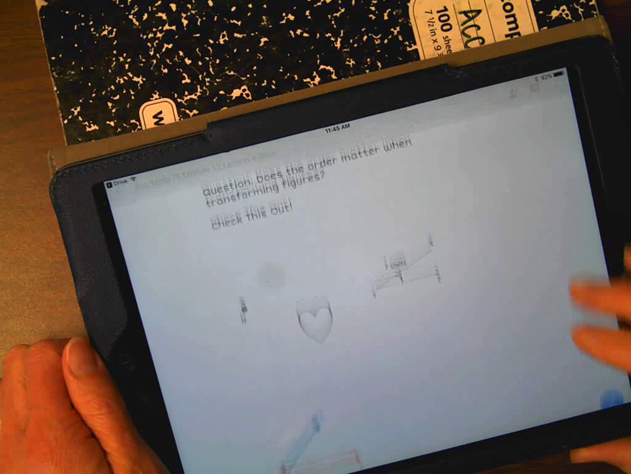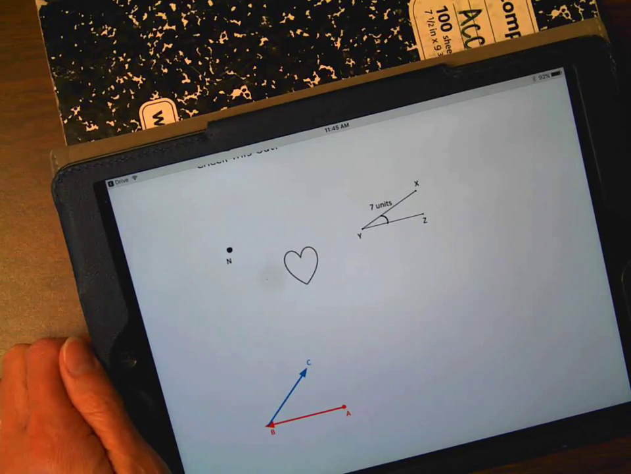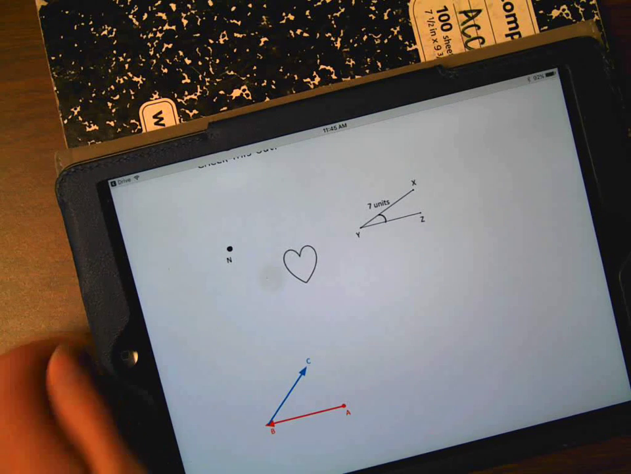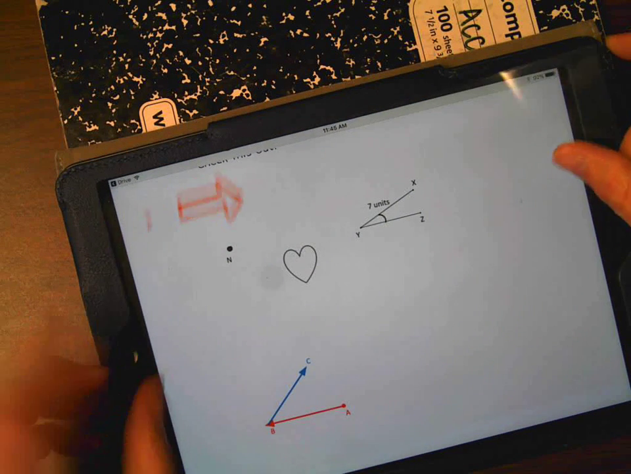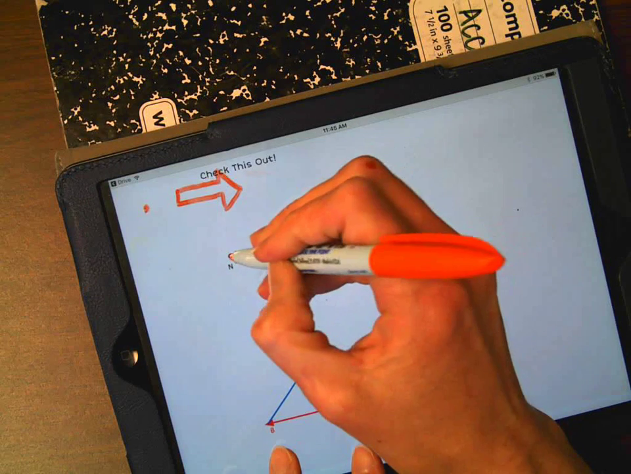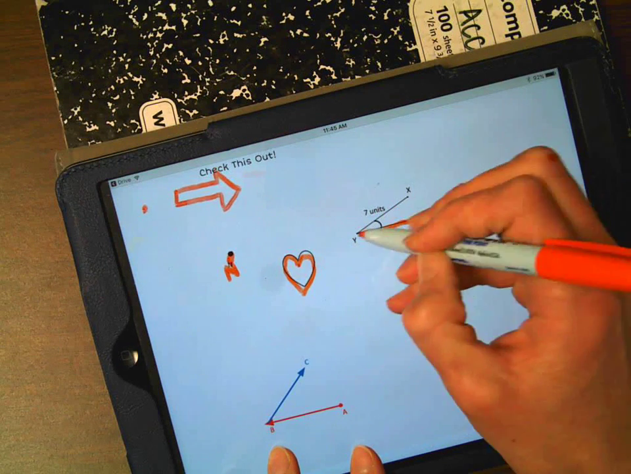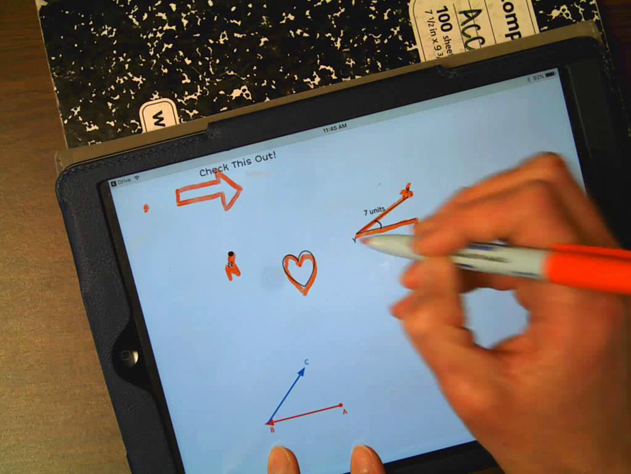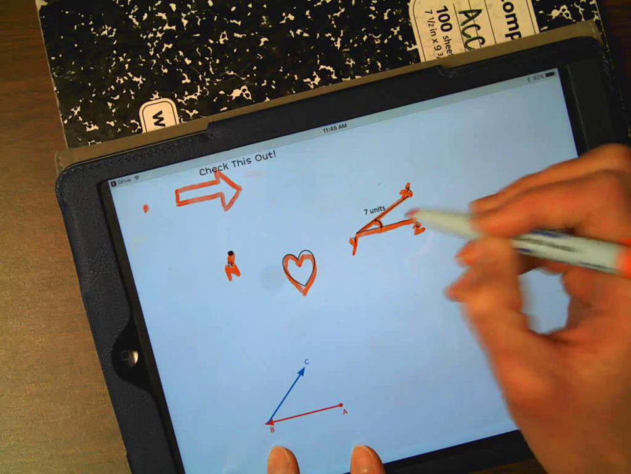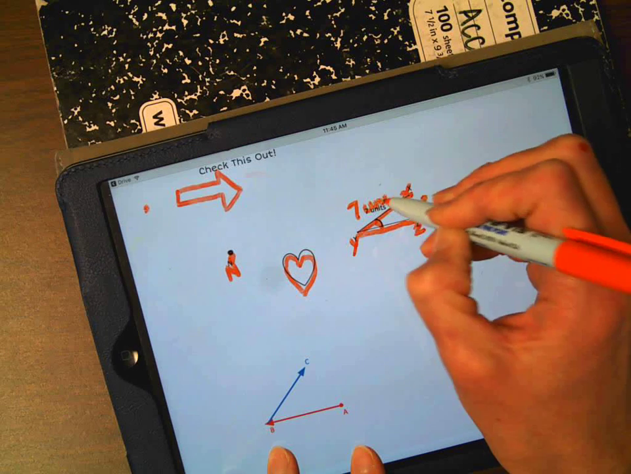What we are supposed to do with this little check this out activity is the colored arrows are your vectors. So you need a transparency, and you need to check and see what's going to happen when you do this work. So if I put my transparency on here, I'm going to have to transfer it to a piece of paper. So we have N, which is there. We have a heart, which is there. And we have an angle, XYZ. And I know that the angle measure is supposed to be 19 degrees, and this is supposed to be 7 units long.